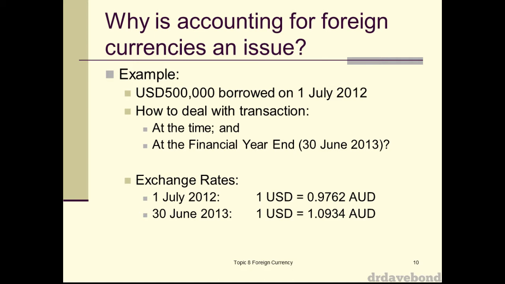So on the 1st of July 2012, the Aussie dollar is doing well because it's buying only 97 Aussie cents to get you $1 US, so we're above parity. And then June 2013, we've dropped below parity. So now $1 US is buying close to $1.10 Aussie.